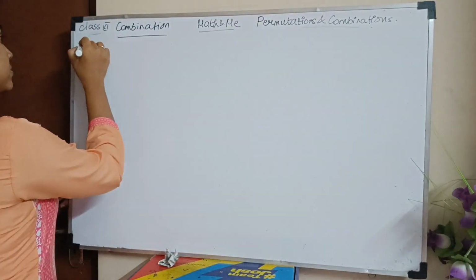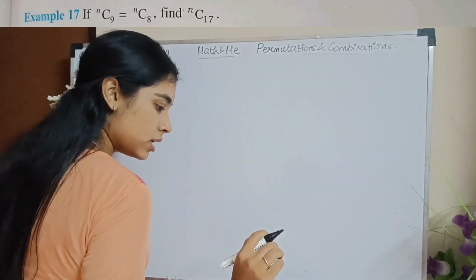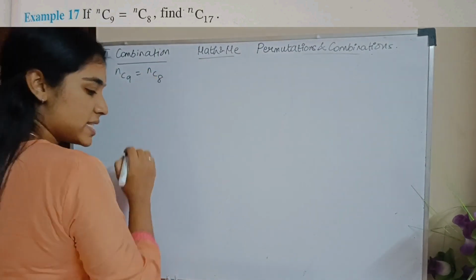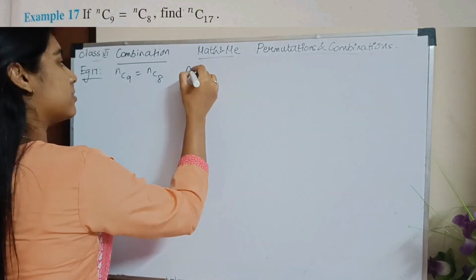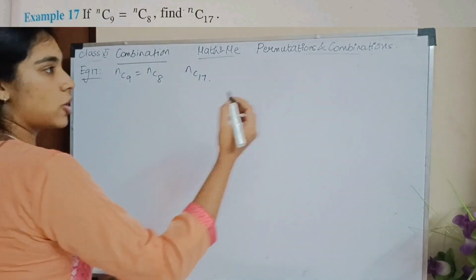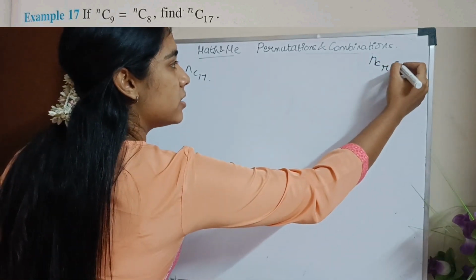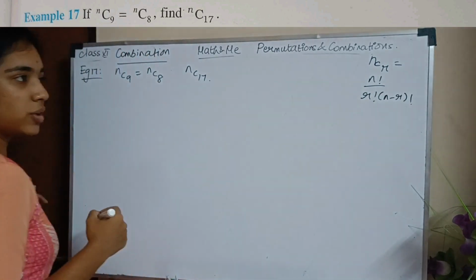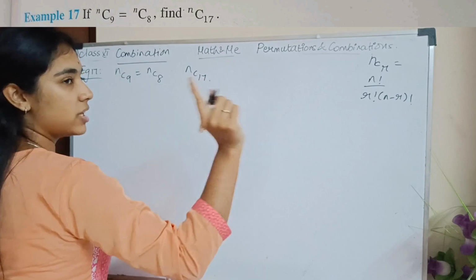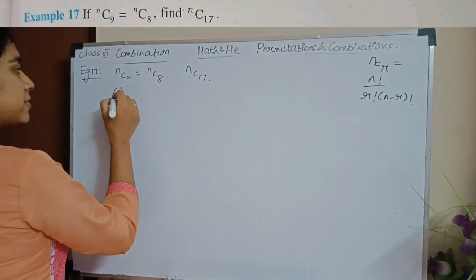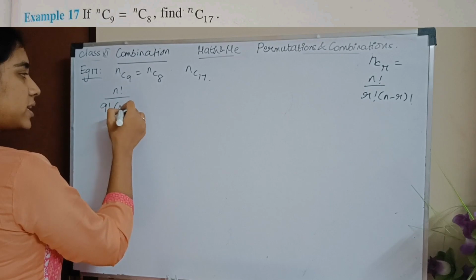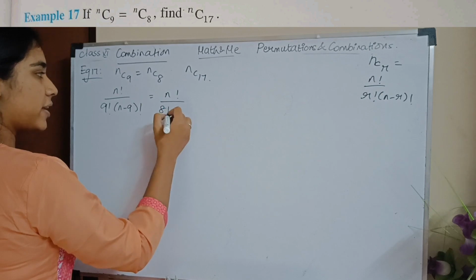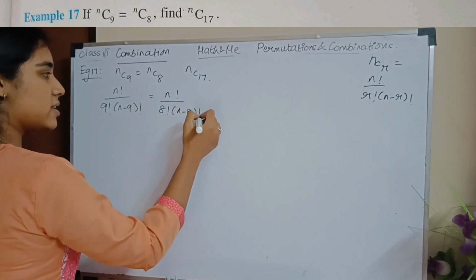Example 17. If nC9 equals nC8, find nC17. Okay, so equate these two. What is the combination formula? nCr is n factorial divided by r factorial times n minus r the whole factorial. The only difference between permutation and combination is the r factorial. Okay, nC9 is n factorial divided by 9 factorial times n minus 9 factorial equals n factorial divided by 8 factorial times n minus 8 the whole factorial.